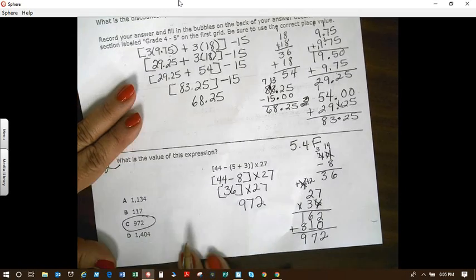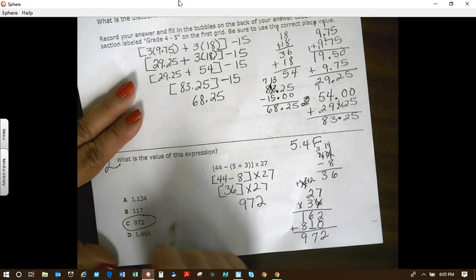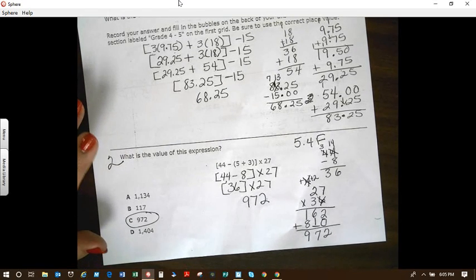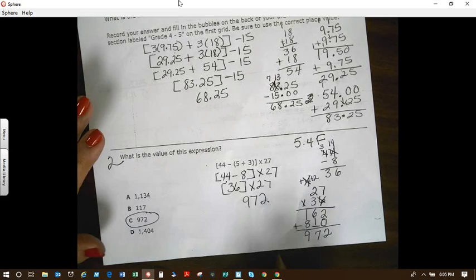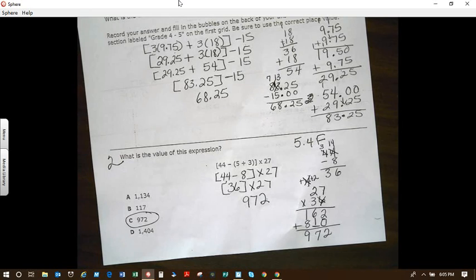Another way that you can do it is some of you have been doing the array model or area model, and some are doing partial products or distributive properties. Whichever strategy, we're going to go over that more next week. Let's look at number 3.